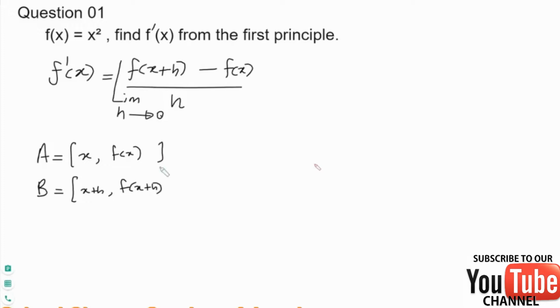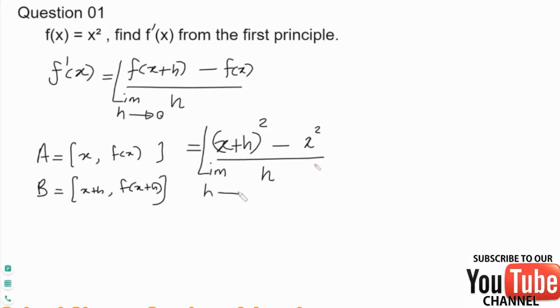So these are the 2 points we studied in the theory. We are going to put x plus h in the f(x) equation, right? So that is going to be (x plus h) whole thing squared minus f(x), which is x squared, divided by x plus h minus x, h is the denominator, limit h goes to 0, right?